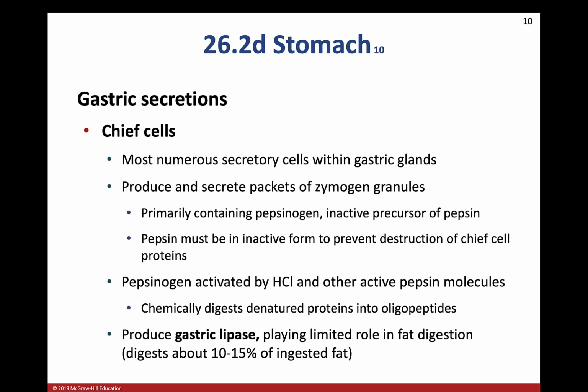Pepsinogen, activated by hydrochloric acid and other active pepsin molecules, is responsible for the digestion of proteins, mostly denatured, into oligopeptides. Now, also, we'll be looking at gastric lipase, and once again, not a lot of lipid digestion is going on here. So, from my standpoint, we will only be referring to the digestion of protein occurring within the stomach. The majority of lipid digestion will occur within the small intestine.